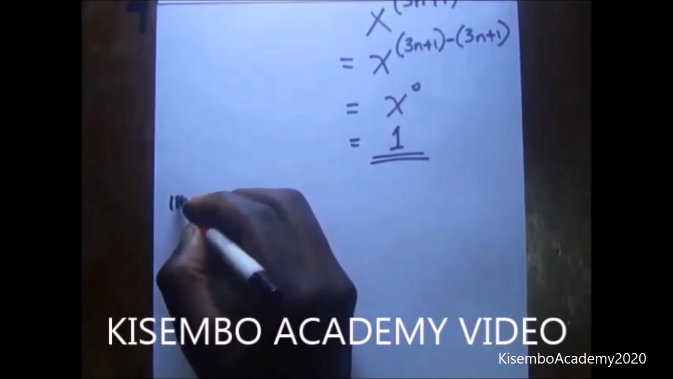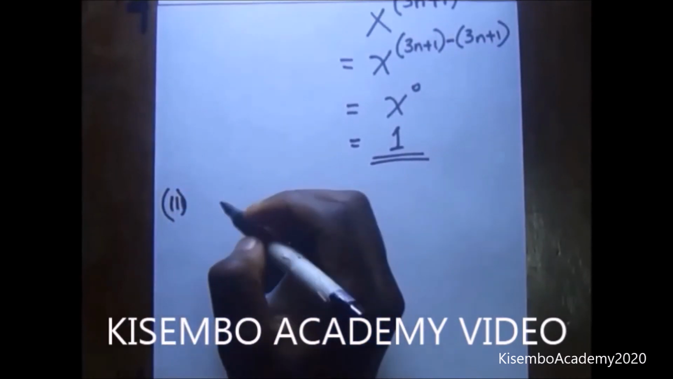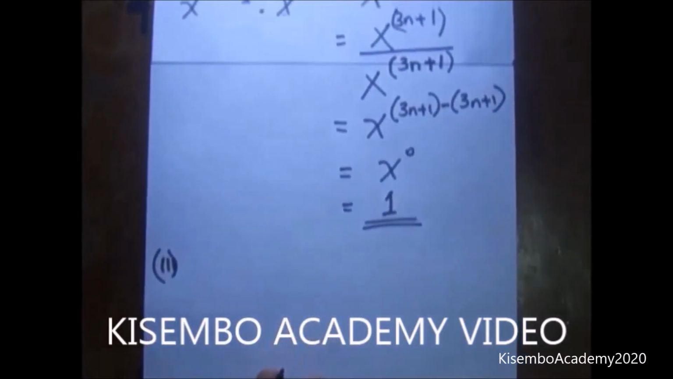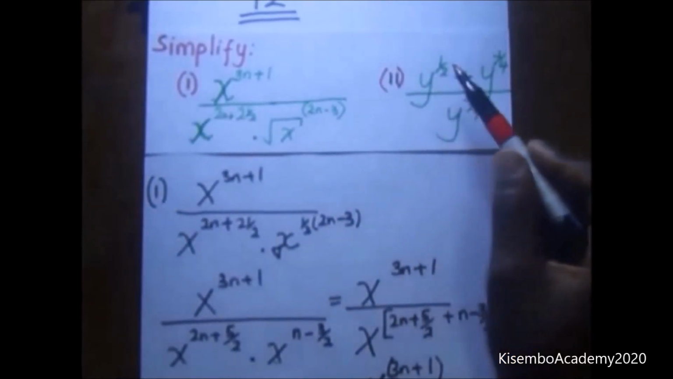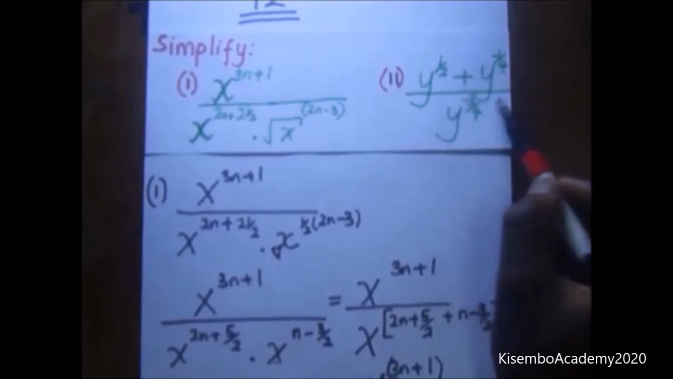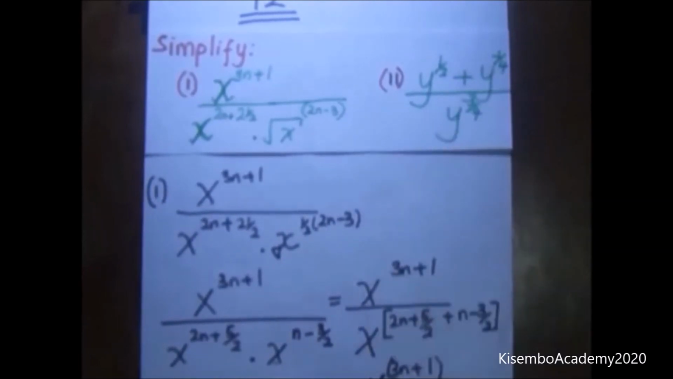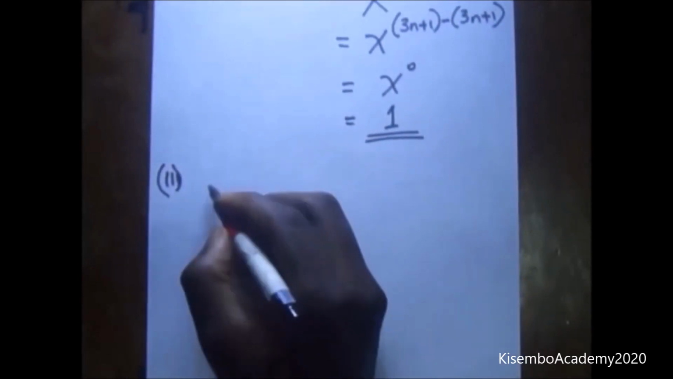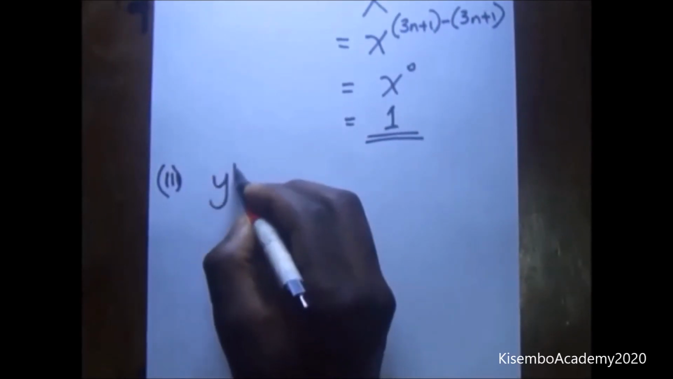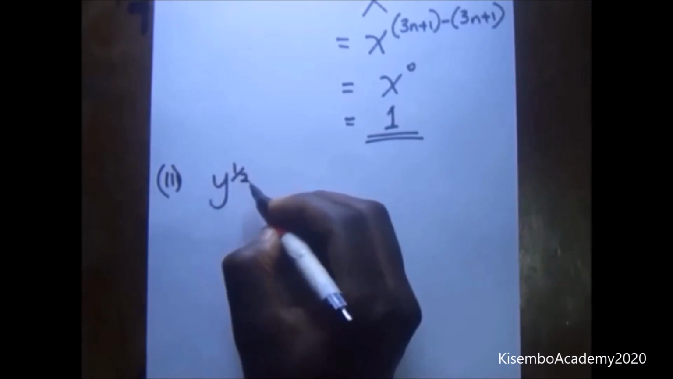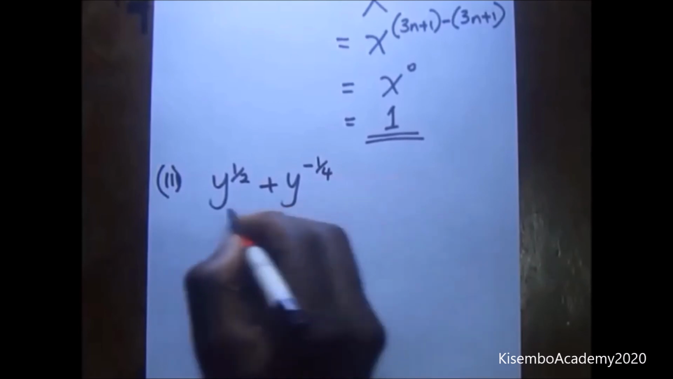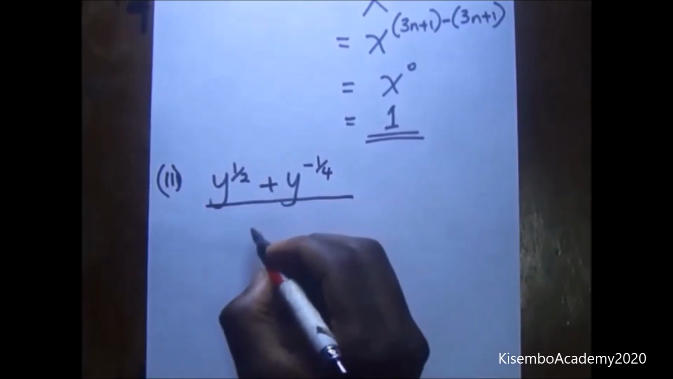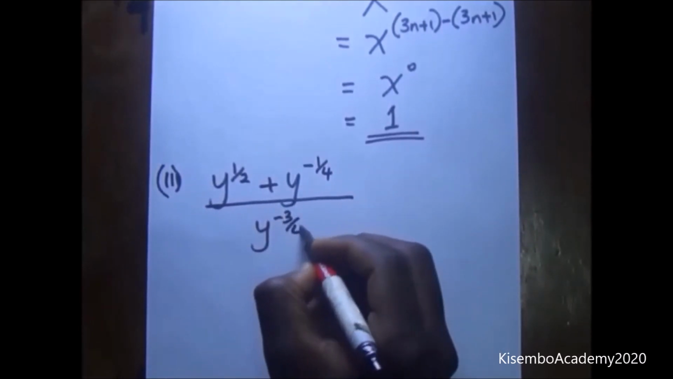That is Roman 2. It says, according to the question here, this one, y to the power half plus y to the power negative a quarter, divide that by y to the power negative 3 over 4. Let's rewrite the question down here and get started. So it's going to be y to the power a half plus y to the power negative 1 over 4, divide all that by y to the power negative 3 over 4.